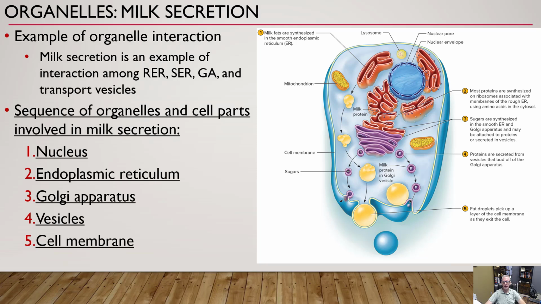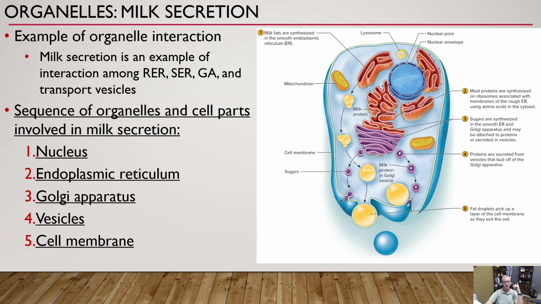First, things pass through the nucleus, then the rough endoplasmic reticulum. Then it goes to the Golgi apparatus to get packaged into vesicles. Then it gets passed to the cell membrane and fused to it. Actually, I lied. Milk is a fat, so it would go through the smooth endoplasmic reticulum, not the rough endoplasmic reticulum. So milk fats are synthesized in the smooth endoplasmic reticulum.